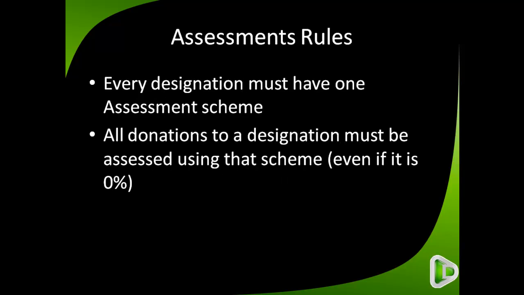Now, there are a few assessment rules in DonorWise. Number one, every designation must have one assessment scheme. Number two, all donations to a designation must be assessed using that scheme, even if it is 0%. You can't pick and choose on an individual donation whether it's going to be assessed or not.